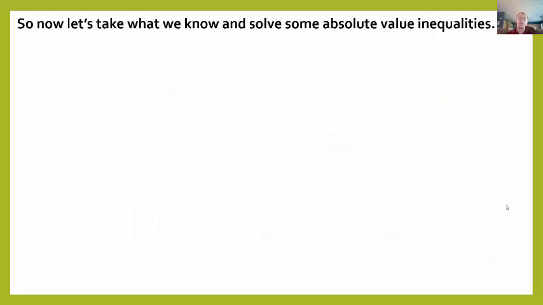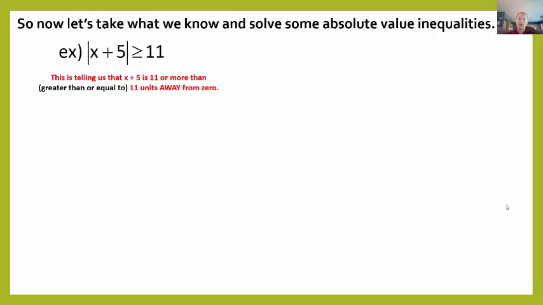So now let's take what we know and actually start solving, right? Because before we were really just representing our solutions. The only difference between this inequality and the previous ones is that now, instead of just having x inside the inequality, we have an expression, x plus 5. So this is saying the same thing: x plus 5 is 11 or more units away from 0, right?